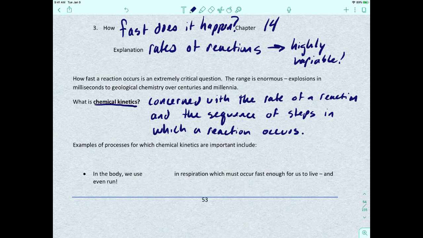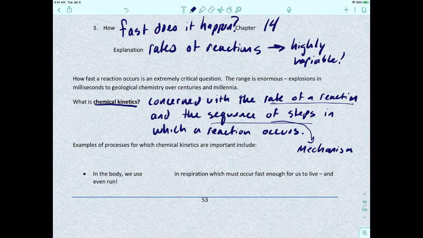So chemical kinetics is concerned with the rate of a reaction and the sequence of steps in which a reaction occurs. This chapter is actually divided into two segments. First, we're looking at the rates of reactions and figuring out what we can ascertain from that information. And then the second part, the sequence of steps in a chemical reaction, which we give a special name: a mechanism. If you've ever heard people freak out in organic chemistry because of these reactions and mechanisms, I'm going to introduce that here, but it's actually not as bad as you think.